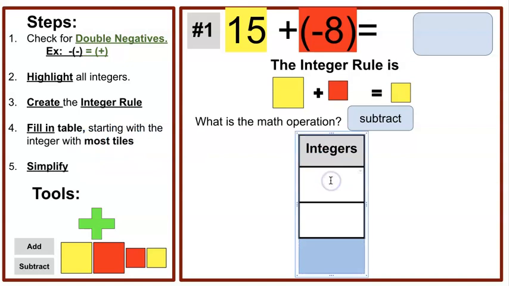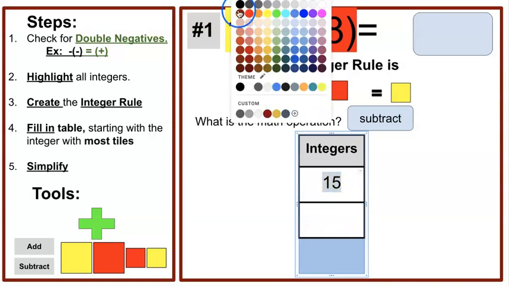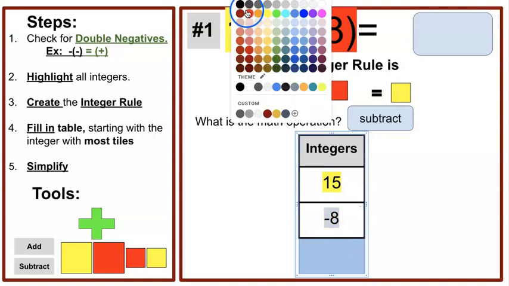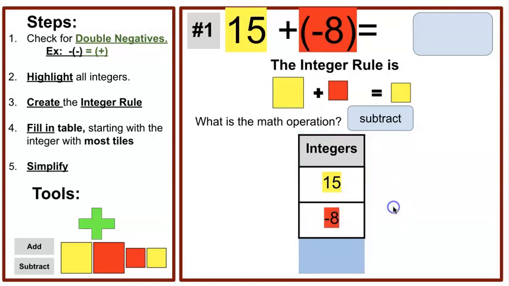Now let's go ahead and fill in the table, starting with the integer with the most tiles. Like we said, positive 15 has the most tiles, so that's going to be in yellow. Let's go ahead and highlight that in yellow, and then we're going to put our negative 8, and now it's in red. Highlight that. I know there's a lot of highlighting, but it's going to help you understand the problem. And we said we're going to subtract, so please do not forget to grab your sign here that says subtract. Put it very carefully. Subtract.